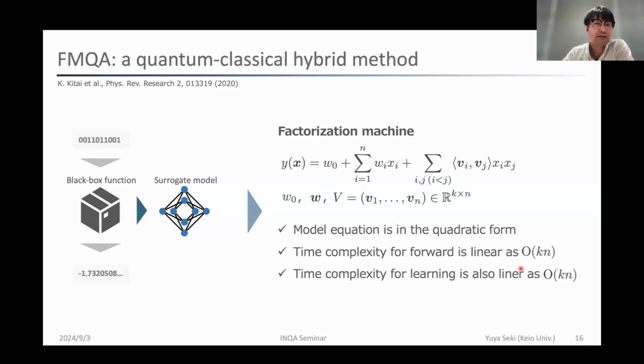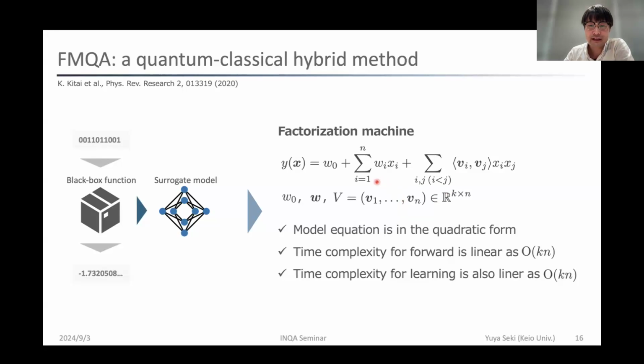So in the FMQA, a factorization machine is used as a surrogate model. Factorization machine has the following equations. And here, this function y is a function of binary variables x, and w0 and wi and vi vector are parameters. We can approximate the black box function by adjusting these parameters w0 and wi and vi vectors.